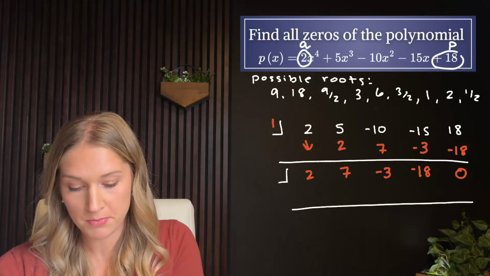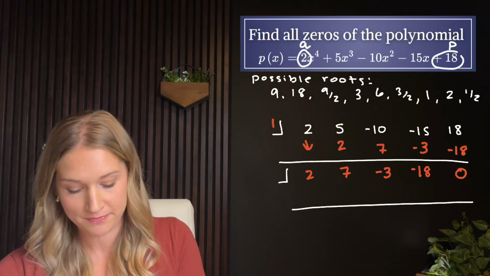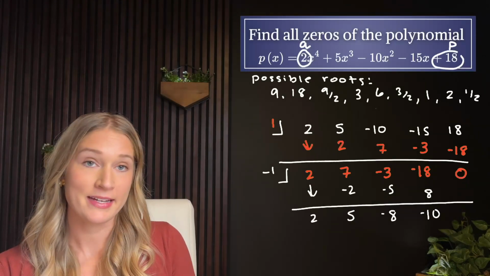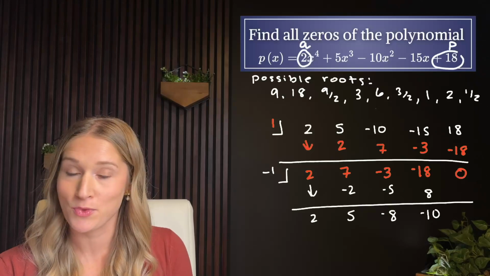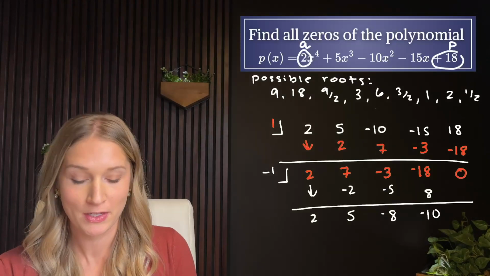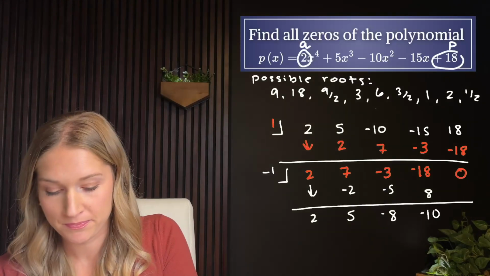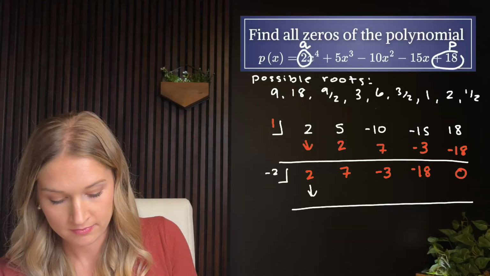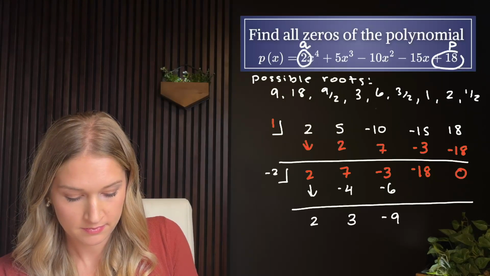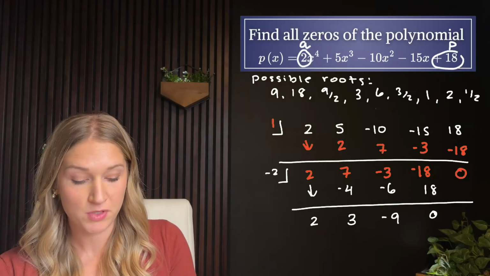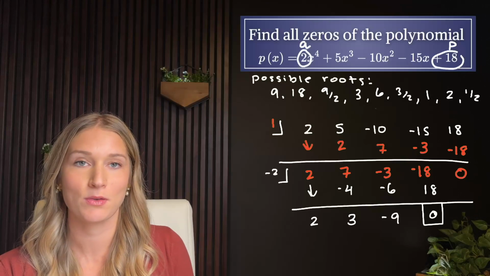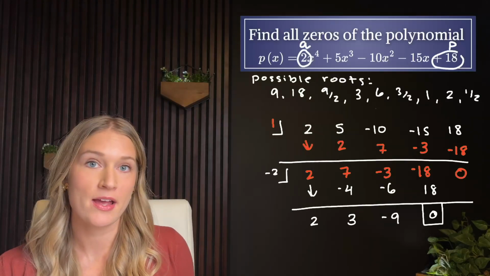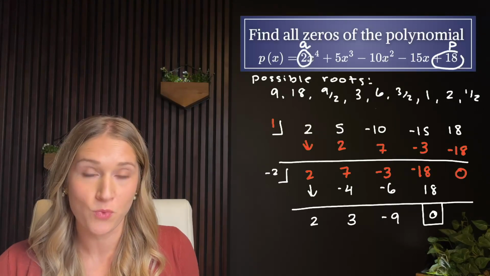So I will pick another number. Maybe I'll pick negative 1. And I did not get a remainder of 0. So negative 1 is not a 0 of our polynomial. So I'll go ahead and erase and try another number. Maybe I'll try negative 2. And I did get a 0, which means that negative 2 is a 0 of our polynomial. Now we could keep trying with synthetic division. We could even try our negative 1 and our negative 2 again if we wanted to.